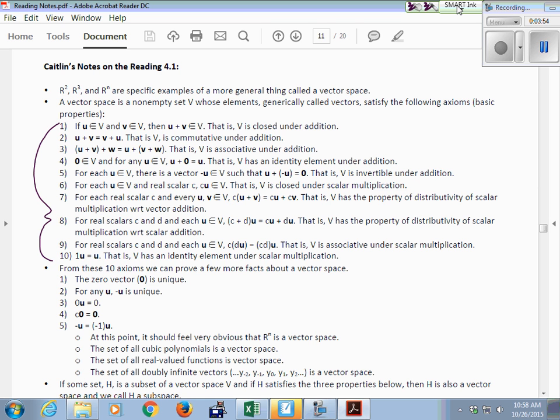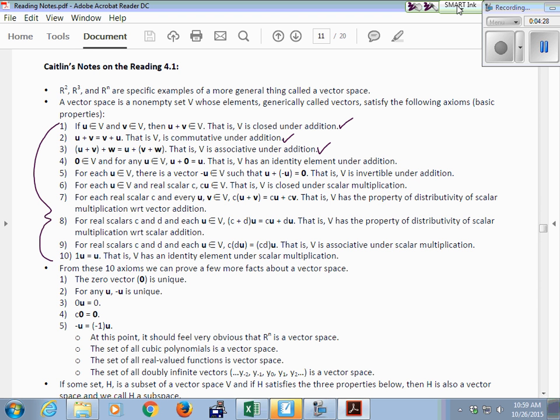Okay, so closed under addition, we just talked about that. For any 2 elements in the set, when you add them together, the resulting element has to also be in the set. We have to be commutative under addition. In any real valued space, R2, R3, R4, that's obviously true. You can add 2 vectors in either order, it doesn't matter. Associative property also has to hold. Same thing in Rn, those feel natural.